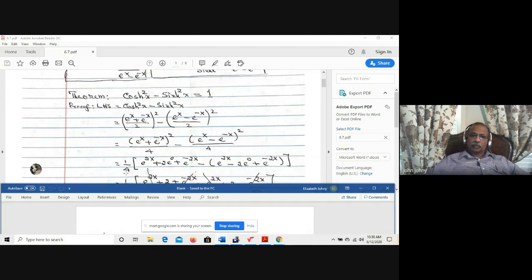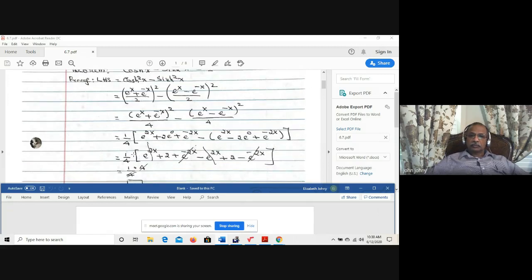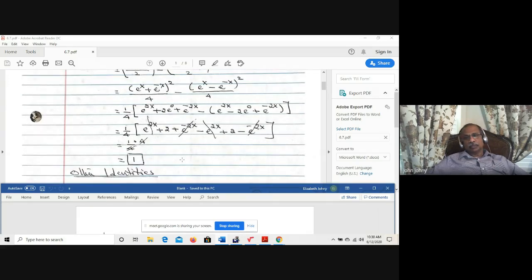1/4 is already pulled out. Now e to the 2x cancels, e to the negative 2x cancels, and leaving a 2 plus 2, 4. 4 divided by 4 is 1.